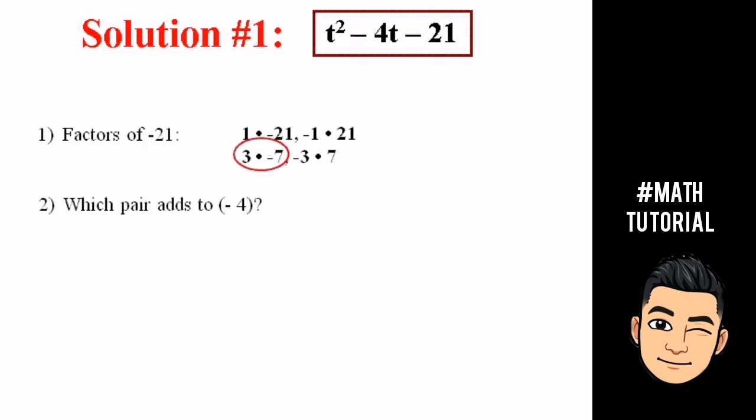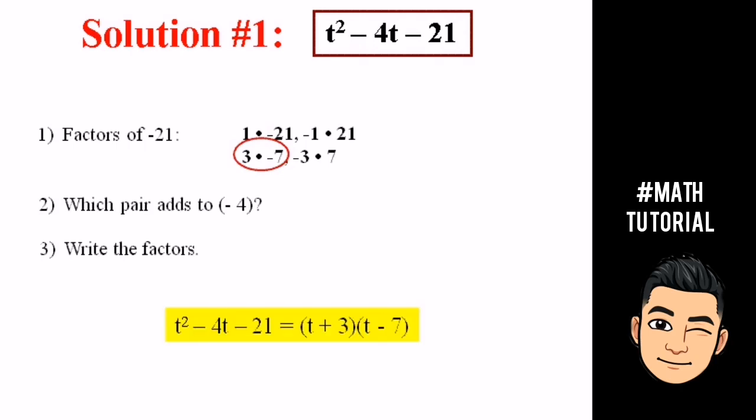That is 3 and negative 7. So write the factors, t plus 3 and t minus 7. I hope that you got it right.